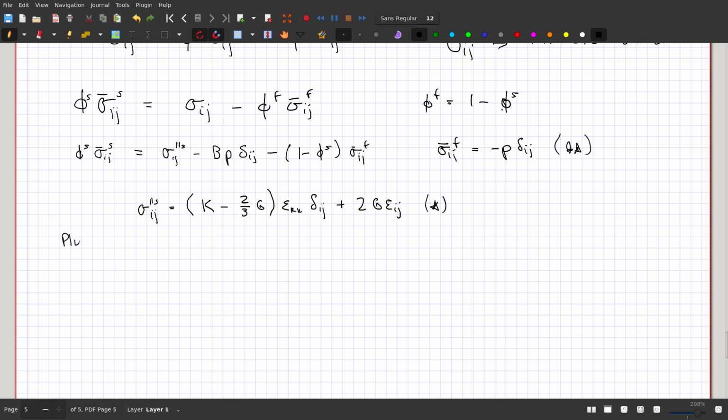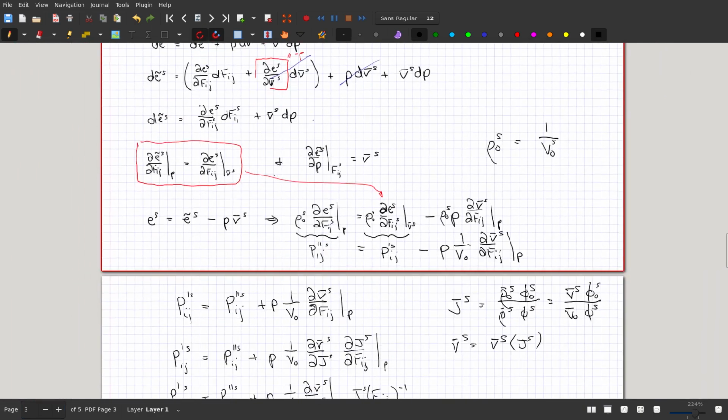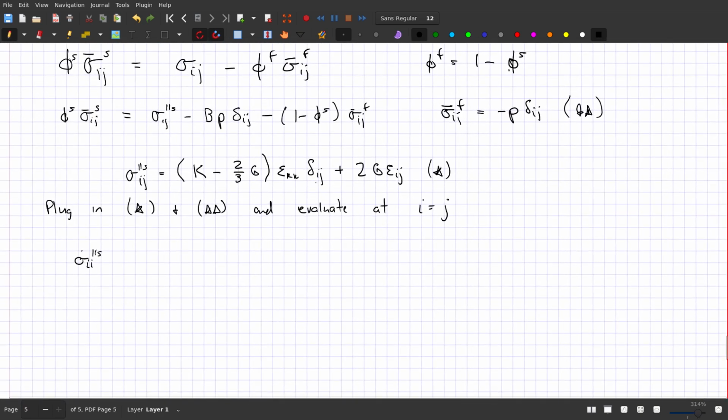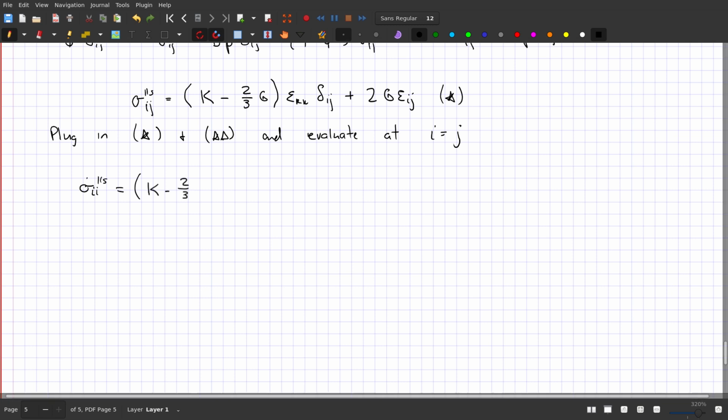So plug in star and star star and evaluate at I equal to J. So then we have sigma I double prime of S is equal to K minus 2/3.